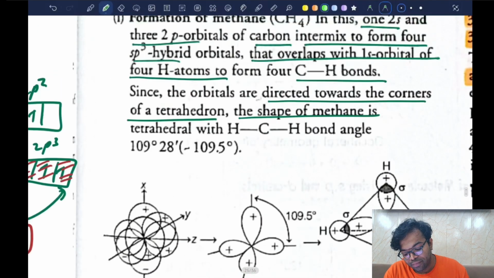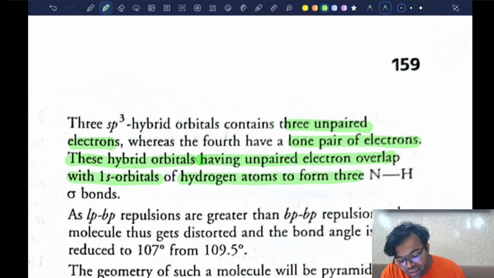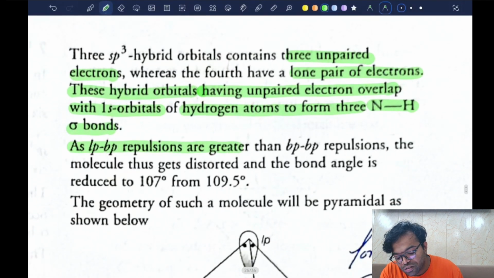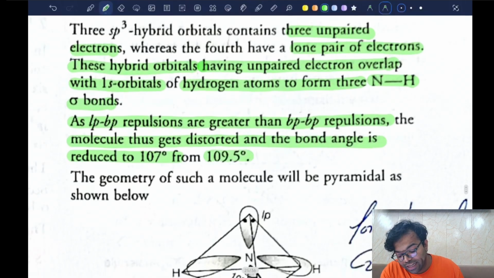Okay, so three of the sp3 hybrid orbitals contain unpaired electrons, whereas the fourth has a lone pair of electrons. These hybrid orbitals having unpaired electrons overlap with the 1s orbital of a hydrogen atom to form the three N-H sigma bonds. As lone pair-bond pair repulsions are greater than bond pair-bond pair repulsions, the molecule thus gets distorted and the bond angle reduces to 107 degrees from 109 degrees 5 minutes.